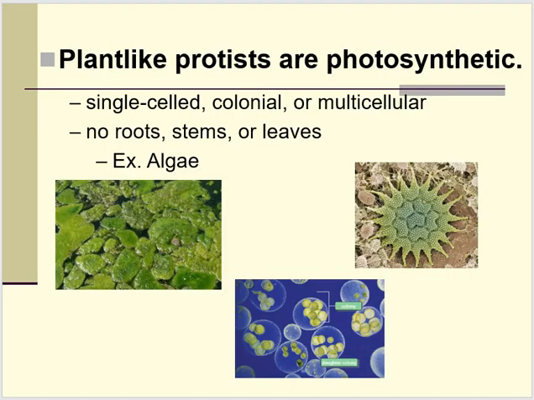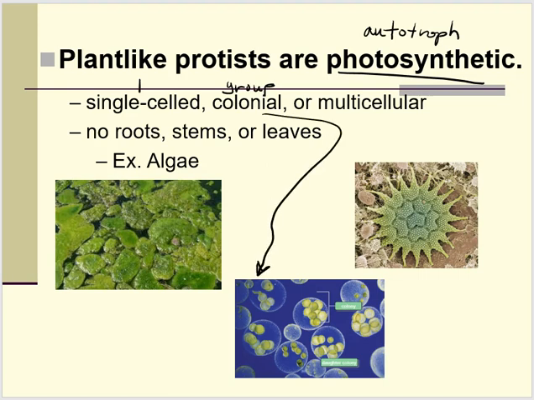Plant-like protist. What makes them like plants? They do photosynthesis. Okay. Single-celled, colonial, or multicellular. What this means is they can be one cell. They can be one cell that live in a bunch together. Like this right here would be colonial. There's a bunch of different cells that are all attached, living together. Those are still separate organisms, but they live in a colony. Or it can be multicellular, like this guy over here.